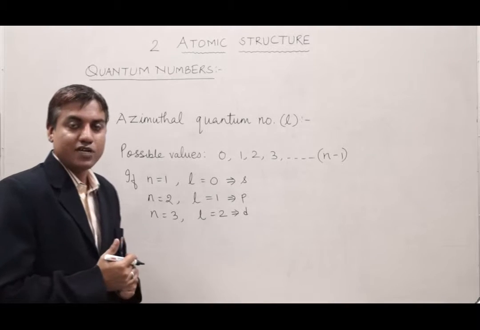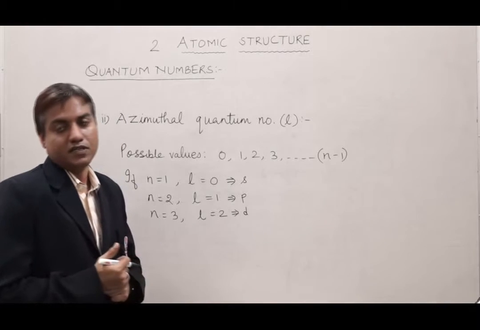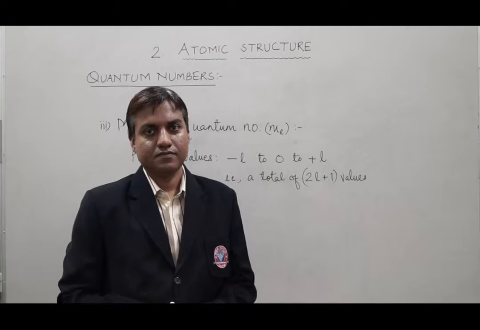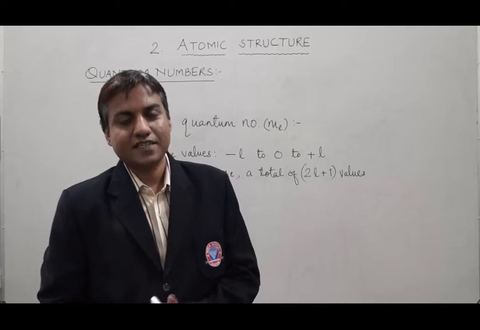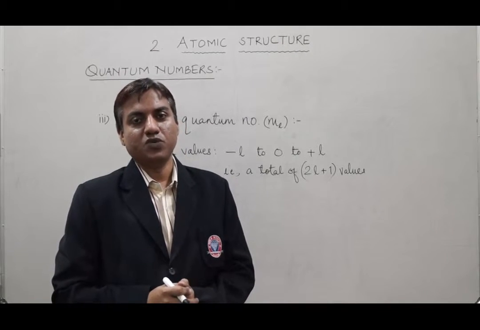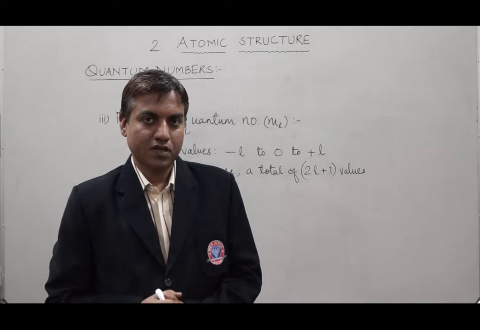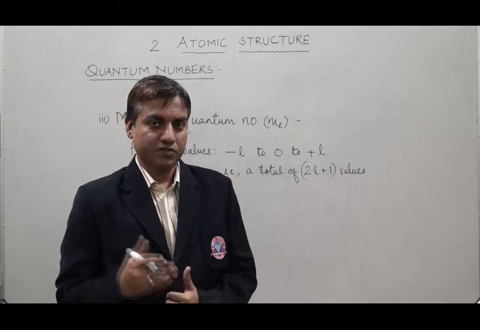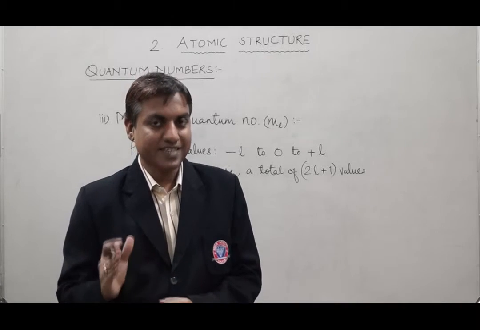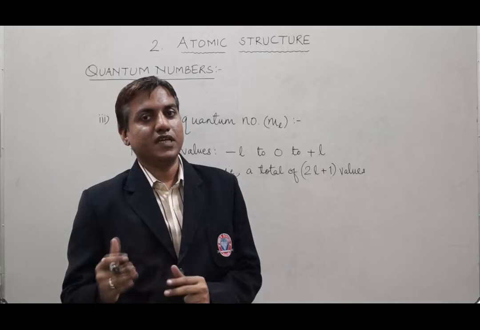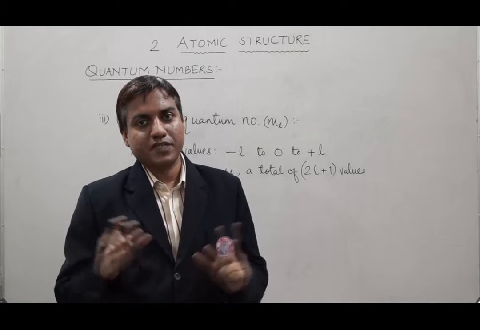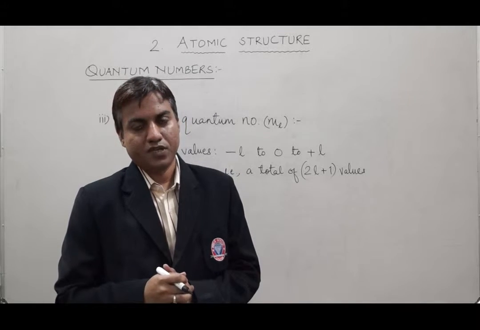After this, let's try to understand the third quantum number, that is the magnetic quantum number. In order to understand this magnetic quantum number, we need to understand a source which produces spectra. Now, whenever a source which is able to produce spectra is placed in a magnetic field, it is found that the spectral lines are split into fine patterns.